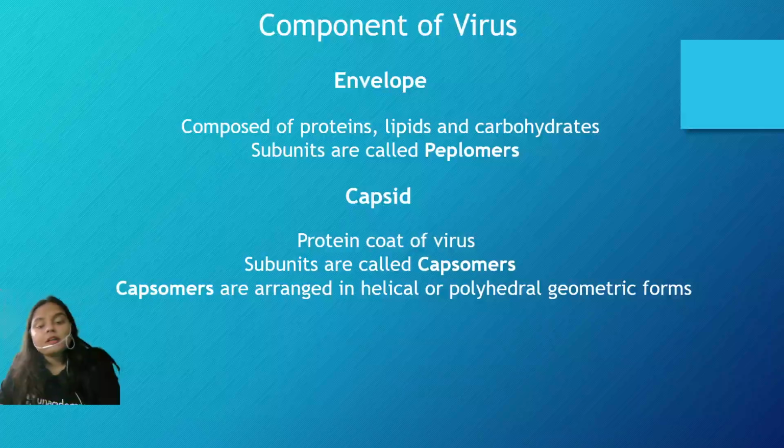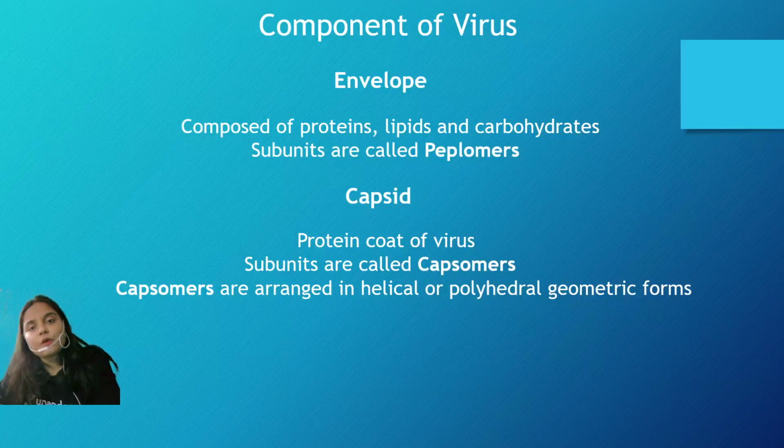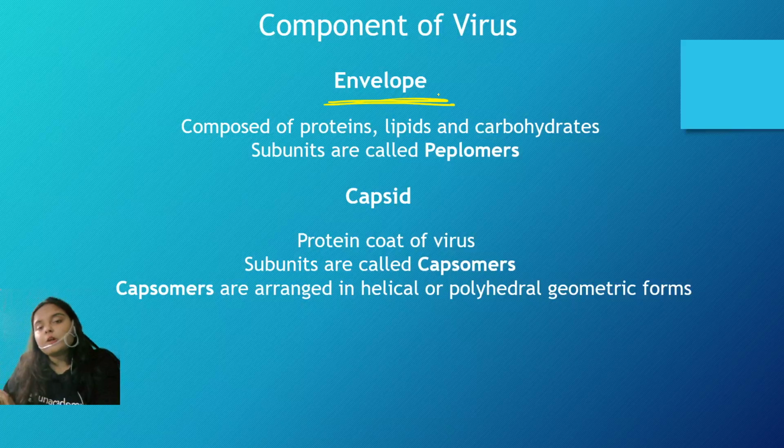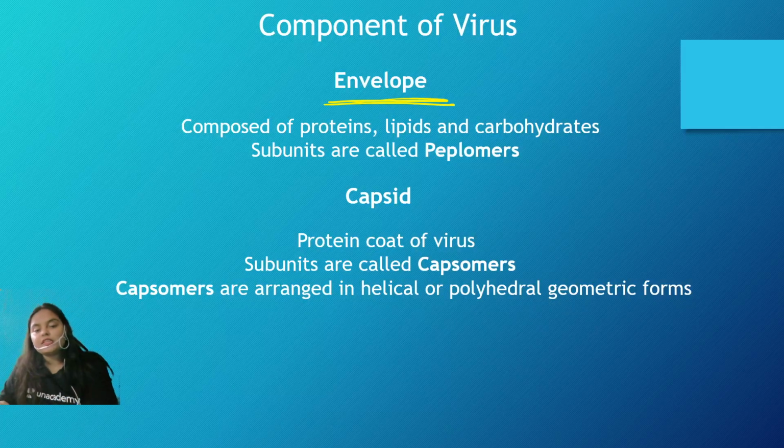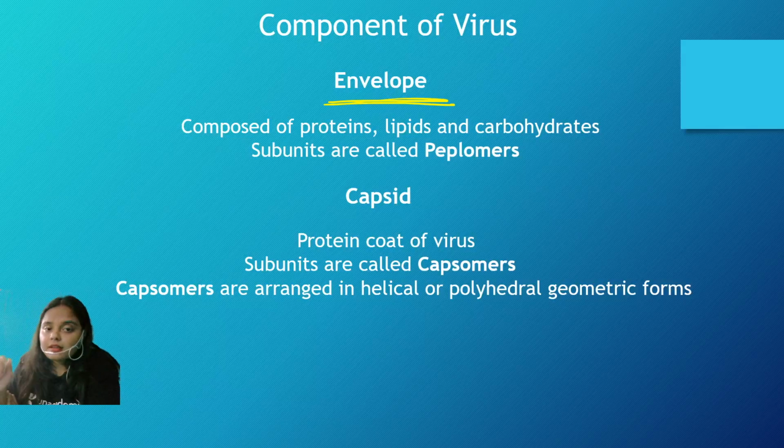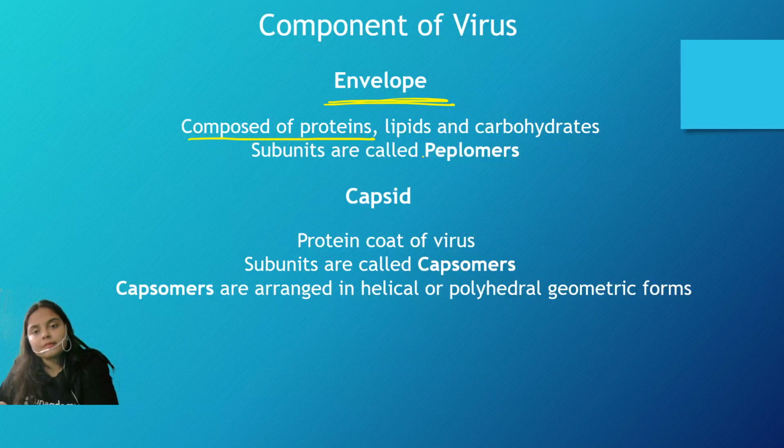Now, let us understand the different components of virus. Let us start from the outermost component, that is the envelope. This envelope, if present, first of all, is not a compulsory structure, that is, it is not found in each and every type of virus. If present, the envelope is composed of proteins, lipids and carbohydrates.